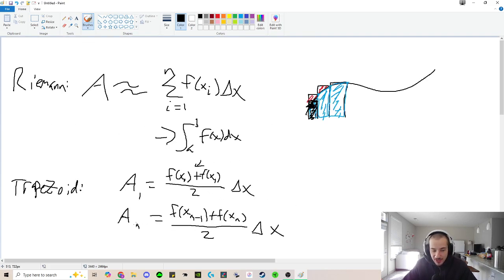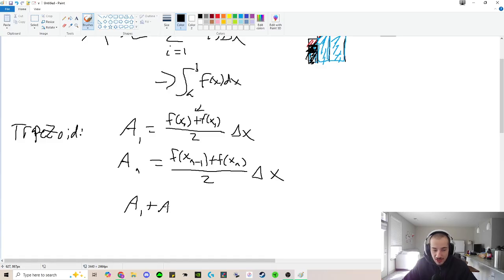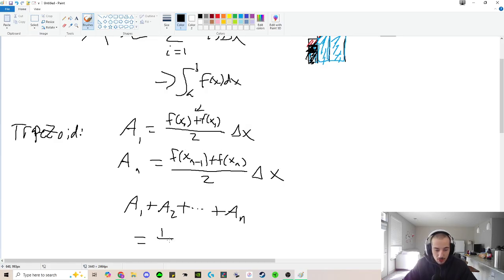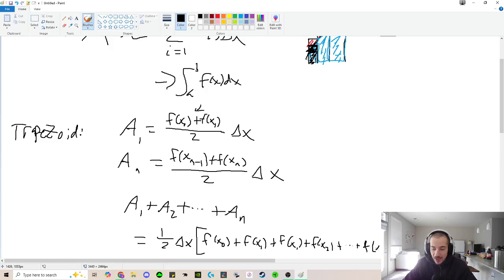And so then if we add up all of these A_Ns, we've got A1 plus A2 plus ... plus A_N. Well, now I can factor out a 1/2 delta x, right? These all have 1/2 delta x. So let me factor that out. 1/2 delta x, and then we're going to have f of x0 plus f of x1, plus A2, f of x1 plus f of x2, plus A3 ... plus A_N, f of x_{N-1} plus f of x_N.